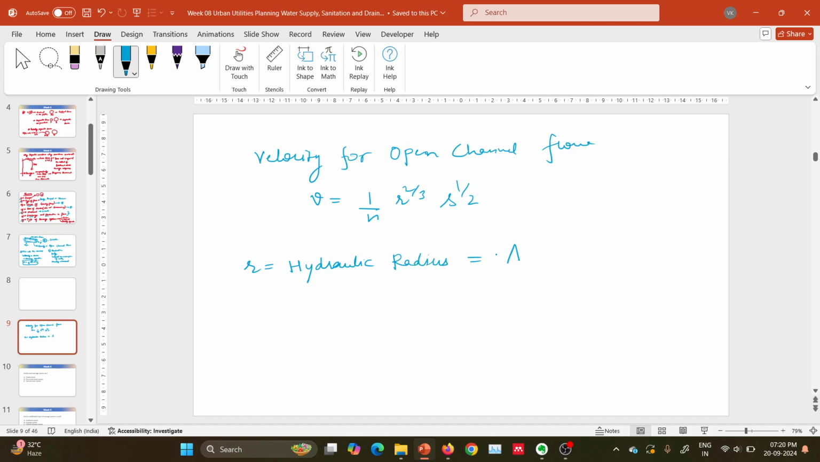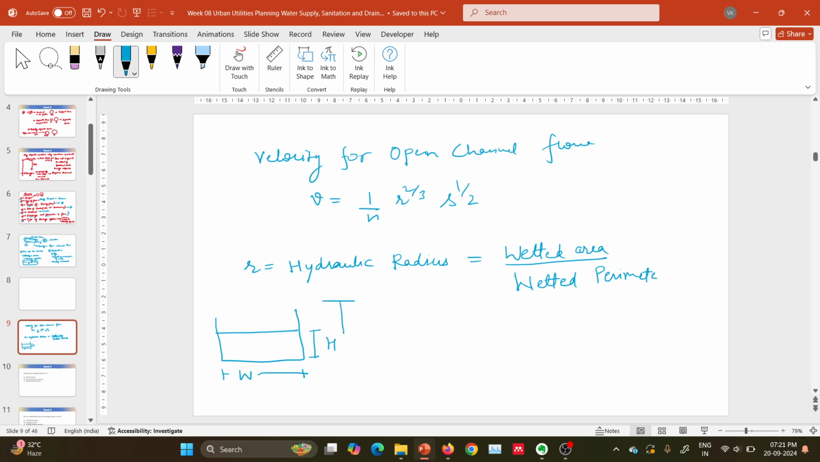R is equal to wetted area by wetted perimeter. If I take a rectangular section, because it is easy to explain, this is the height, this is the width, the total height is T, that is open channel flow. So the wetted area is H into W. Wetted perimeter is W plus 2H. So this is the hydraulic radius.